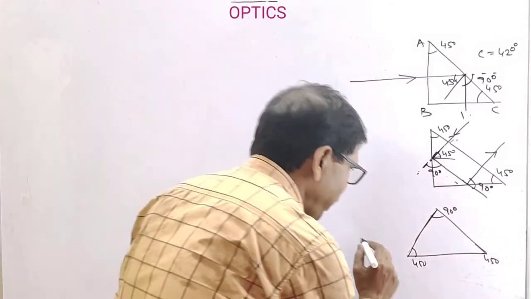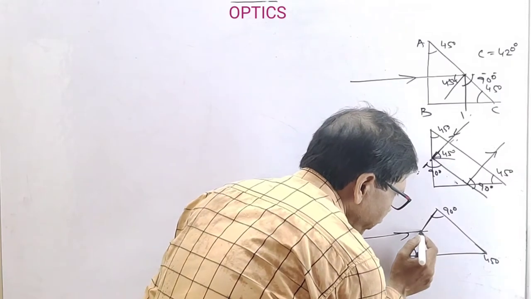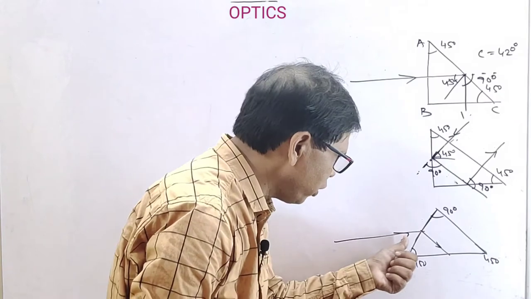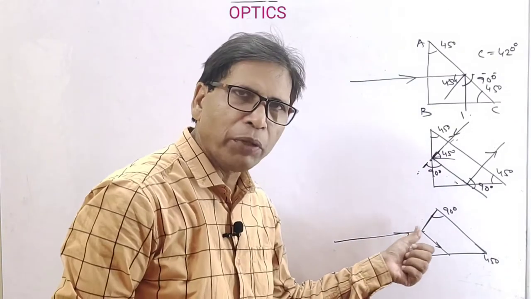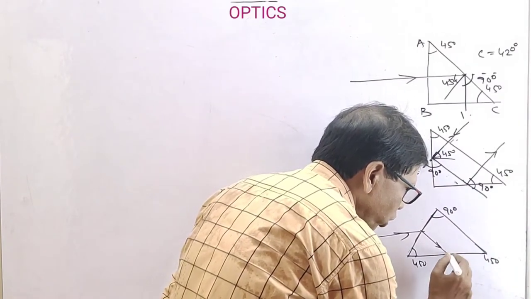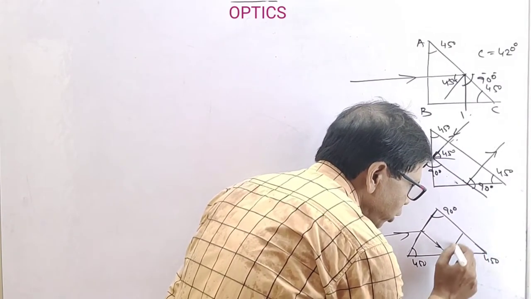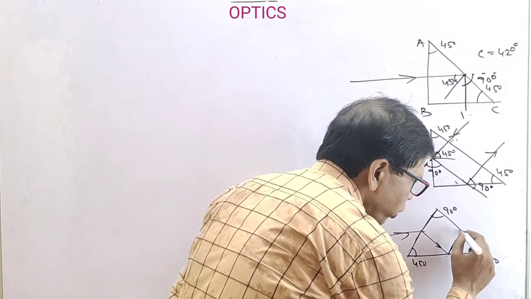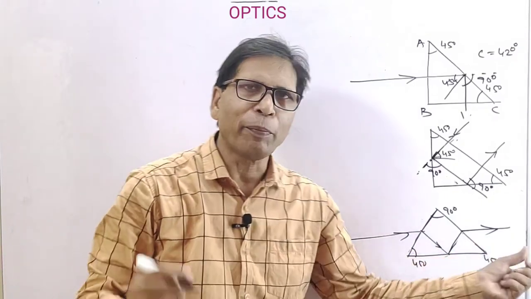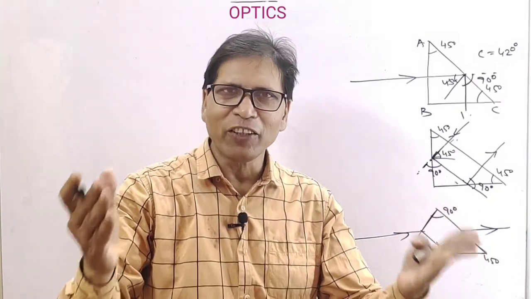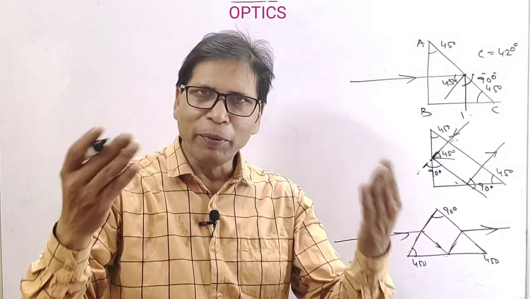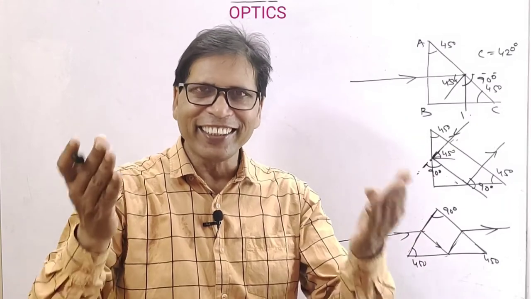Now look at this. If a ray enters this way, here the angle of incidence is 45 degrees. At this point the total internal reflection takes place. As total internal reflection takes place, the ray moves along this direction. Look at this, this ray and this ray are parallel and the deviation is 0 degrees. So this principle is used to erect an inverted image with a deviation of 0 degrees.